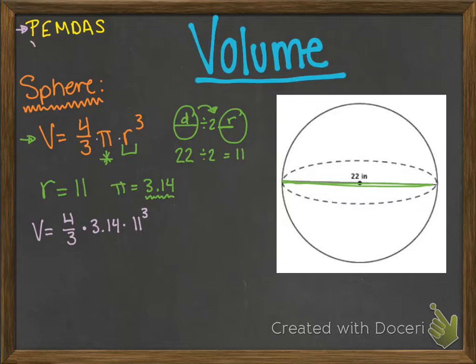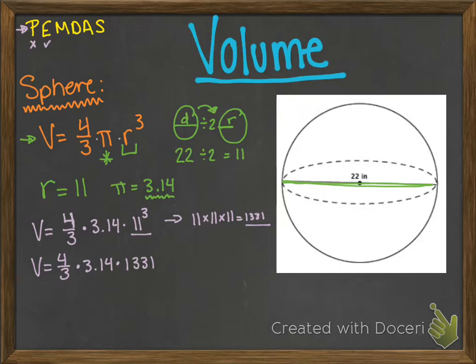We do not have any parentheses. We do have exponents though, so that is 11 cubed. This is the same as doing 11 times 11 times 11. When I do 11 times 11 times 11, or 11 cubed, I end up getting 1,331. Now I'm going to rewrite the formula with the new value in for 11 to the third power. So volume equals 4/3 times 3.14 times 1331.